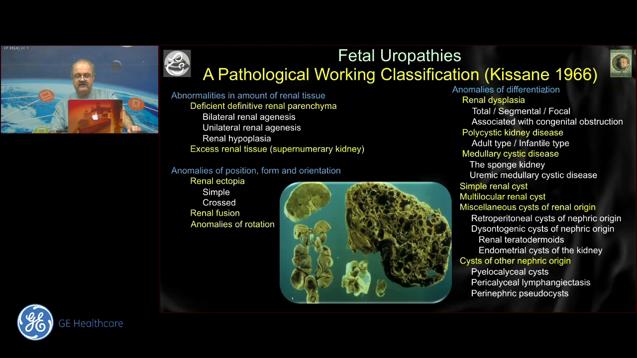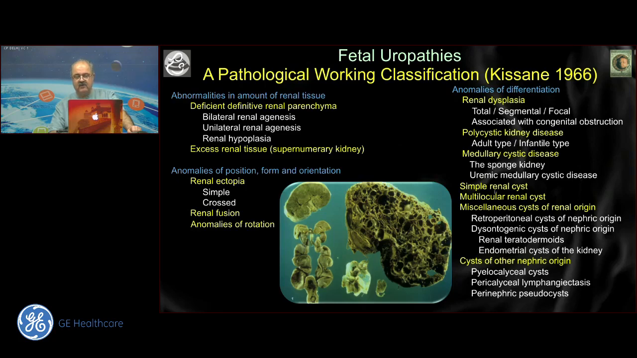In terms of the anomalies of differentiation, we have renal dysplasias, which may be total, segmental, or focal, and may or may not be associated with congenital obstruction. You have polycystic kidney disease, which broadly speaking is the adult and the infantile type. You have medullary cystic disease, which is the sponge kidney, the echogenic kidney, and the uremic medullary cystic disease, which means that essentially the kidney gets destroyed at a very early stage and all that is left is dysplastic kidney tissue.